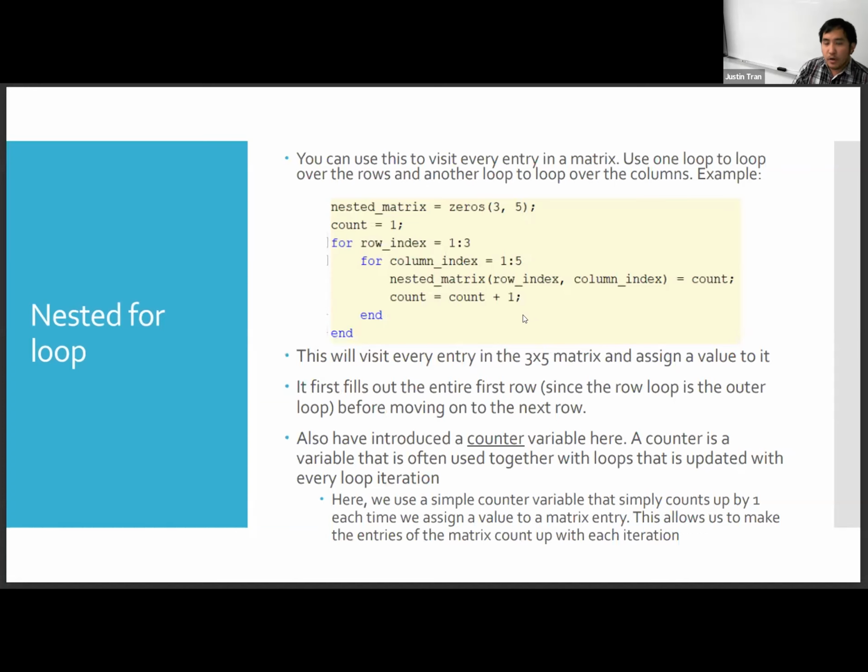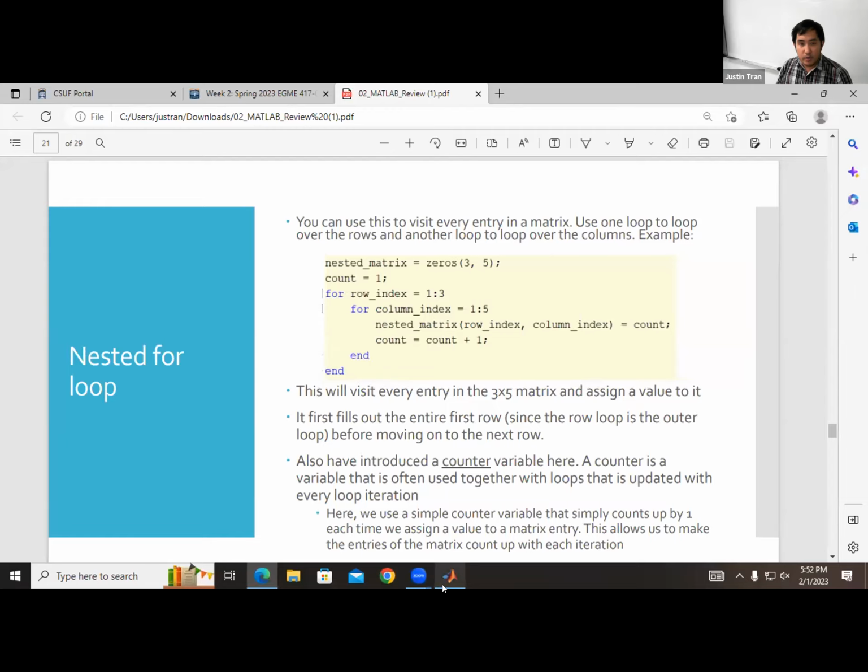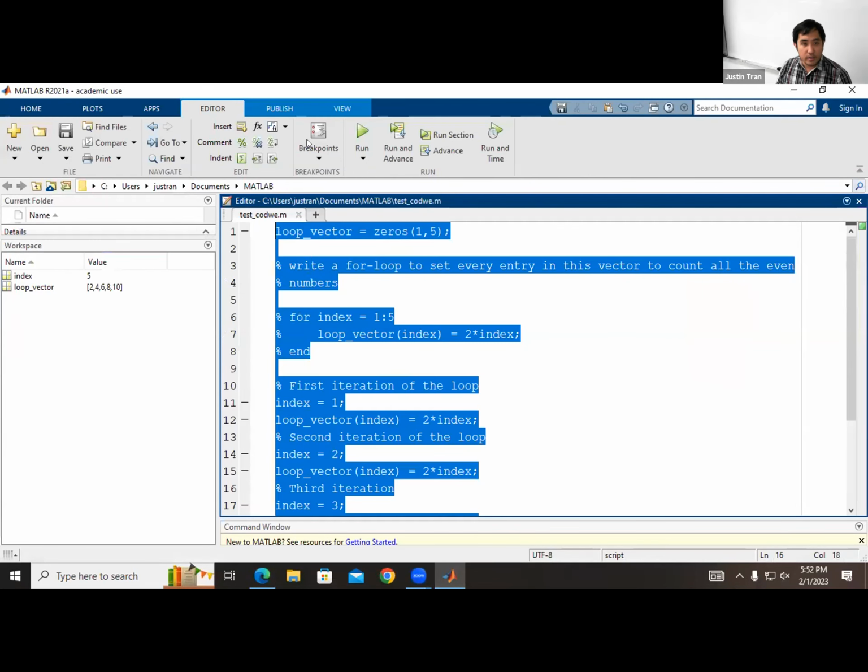Let's look at an example of using this to visit entries in a matrix. Let's type out this example here. Let me go clear all this.